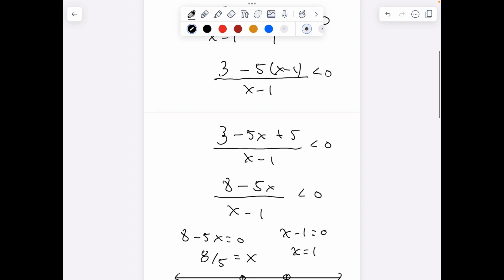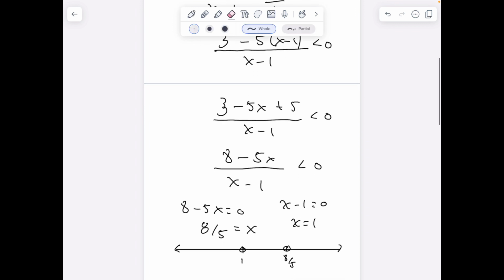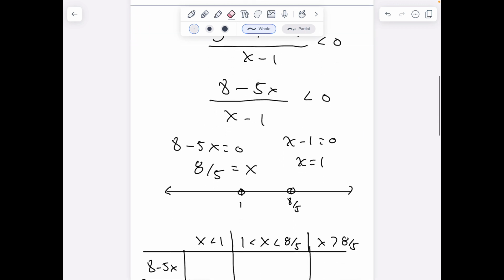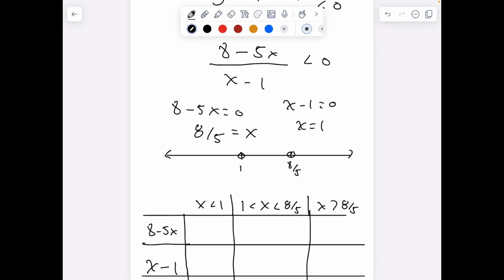Now, we need to actually find those numbers that make this expression less than 0, because that's what we're asking today. What numbers do I plug into the expression 8 minus 5x divided by the quantity x minus 1 that would give me something less than 0? Well, there's a way to gather that information and organize it. So I set up a line interval with 1 and 8/5. You don't need to do this, but I like to organize things. And you have this natural division into 3 intervals: values that are less than 1, values between 1 and 8/5, and values greater than 8/5.